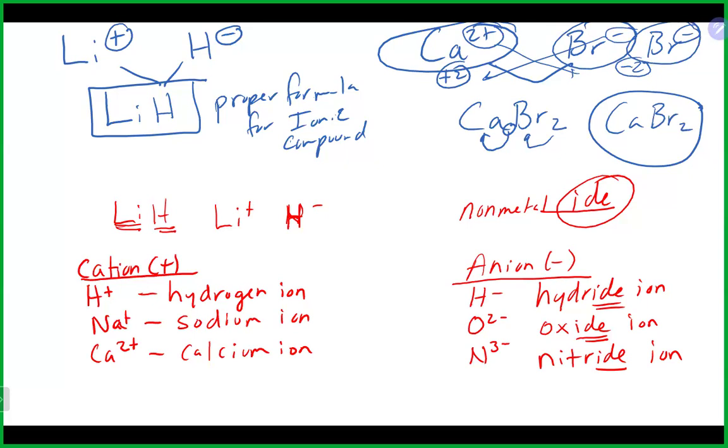What happens if I had barium, which is group 2, and nitride here, and I put it together? What should the formula be?